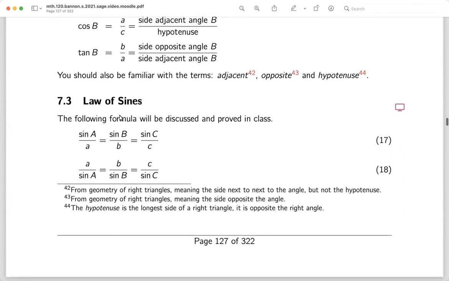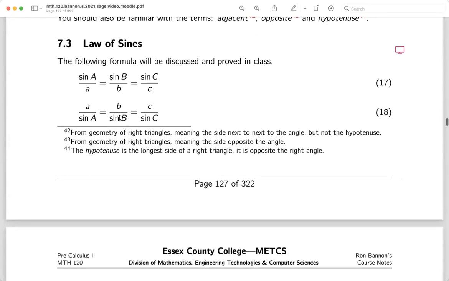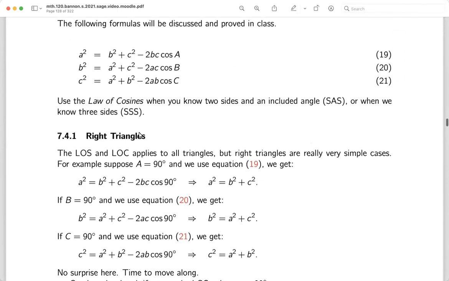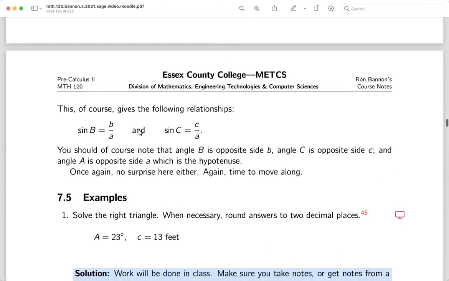Law of sines, we'll cover it. The way I'm going to do that, again, is basically, do you understand what was presented in the past? And if you do, there's a future here. You can actually derive these formulas pretty simply. They're really simple. We're going to do the law of cosines. We'll derive that. And then we're going to go to the examples.